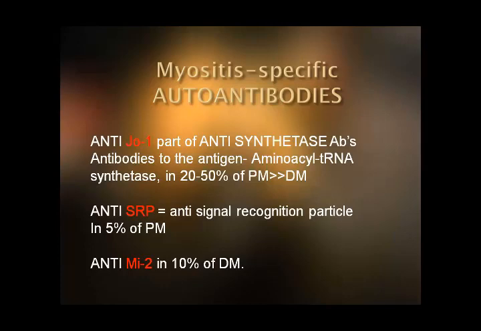So anti-Jo-1 is one of the anti-synthetase antibodies, antibody to the antigen aminoacyl tRNA synthetase. These are seen in 20 to 50% of patients with polymyositis, and it is more common in patients with polymyositis and less common in patients with dermatomyositis. Anti-SRP, anti-signal recognition particle, is seen in 5% of patients with polymyositis, and anti-Mi2 in 10% of patients. Sorry, anti-Jo antibody, the antibody to aminoacyl tRNA synthetase, is seen in polymyositis and more in dermatomyositis.